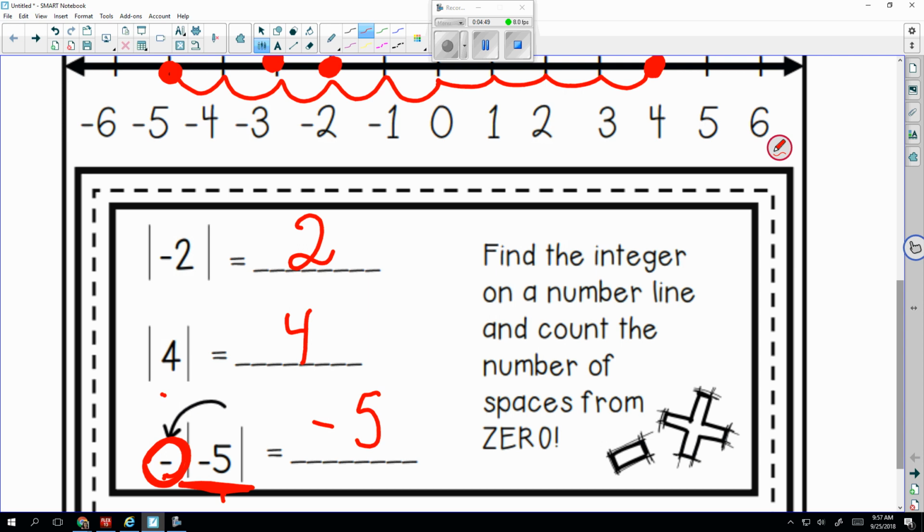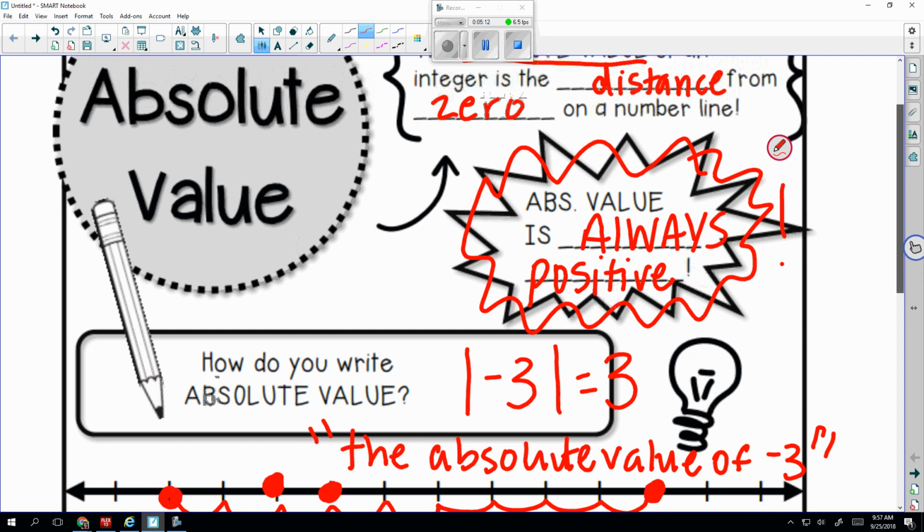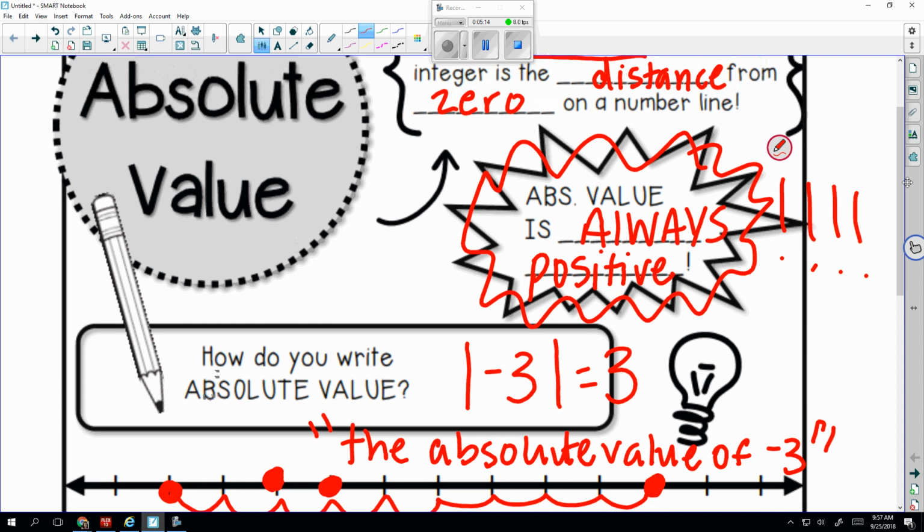So this one should be like a radar. Your head should be screaming, wait, I've got to solve it first, and then add that sign to it. So absolute value is just counting the number of spaces from 0, and it can only ever be positive. Questions? All right, awesome.